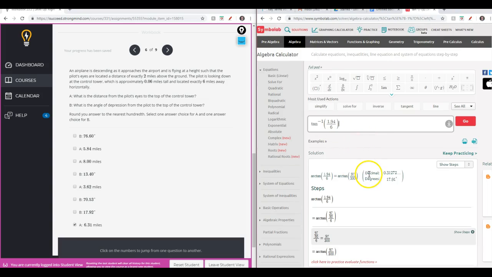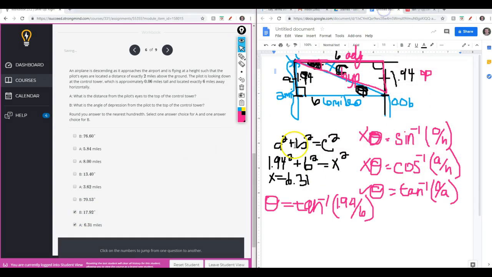And so notice that it gives us in decimal and in degrees. We want it in degrees. It's 17.91 degrees. And this one's 17.92, which is our closest one, so there's our answer. So again, this angle of depression is 17.92 degrees. And that's how I would answer this question.